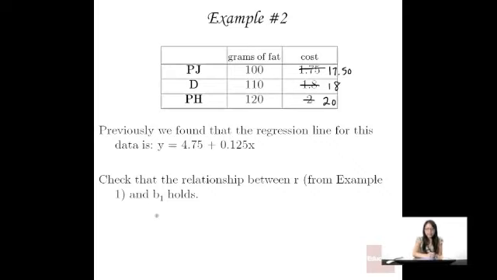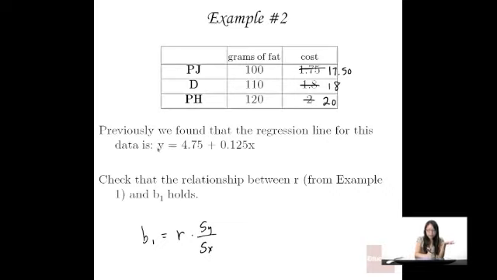Okay, so it's asking us, is this really true that B1 in this example equals R times S sub y over S sub x? We're not going to do the formal proof, but just to see for ourselves, does B1 really equal the proportion R times the variation of Y over the variation of X? Is this relationship really true?